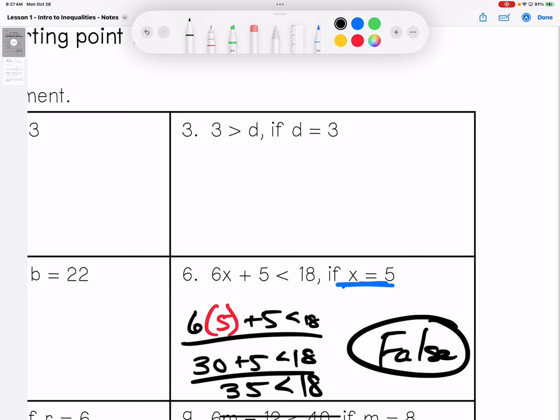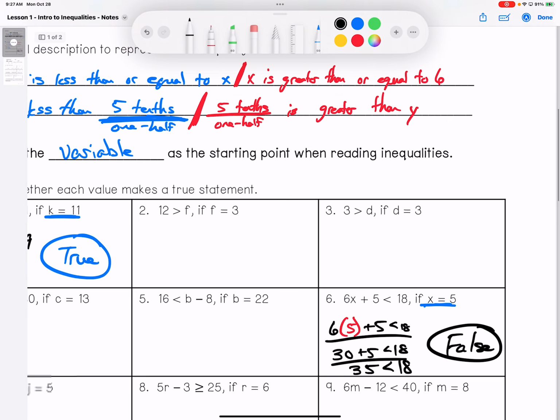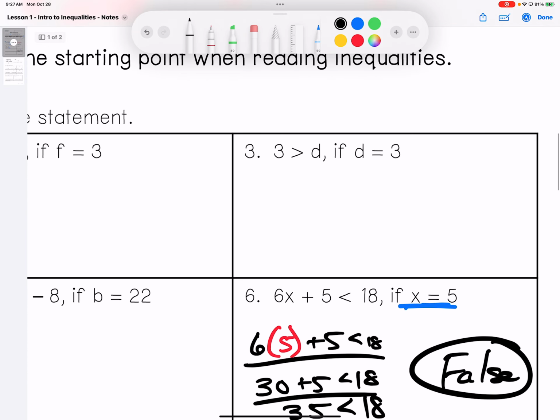So I took 5 and plugged it in for x. And when you plug it in, you can put it around parentheses there. All right. Why do I put 5 in parentheses? Because parentheses mean multiplication, and 6x means 6 times x. That's why I put it in parentheses.